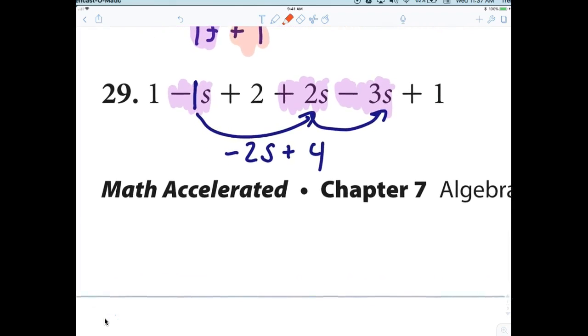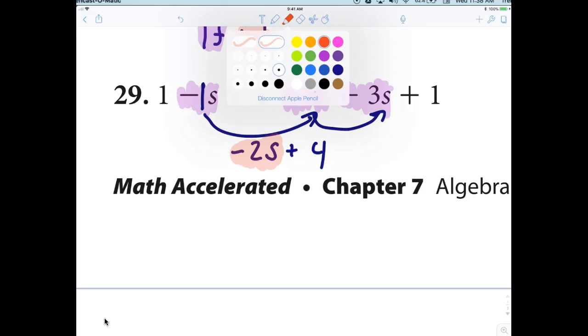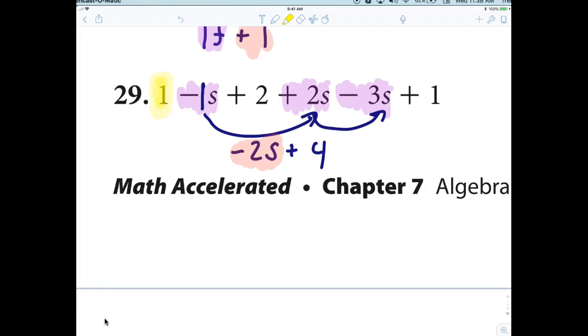All right, let's take a look at 29. Highlights. Negative 1 plus 2 is 1. 1 minus 3 is negative 2. You hear that? And then the constants. Sometimes the constants get hidden, so you have to be careful. It would be 1 plus 2 plus 1. 1 plus 2 plus 1 is plus 4. Good enough?